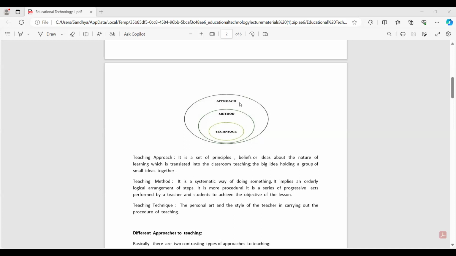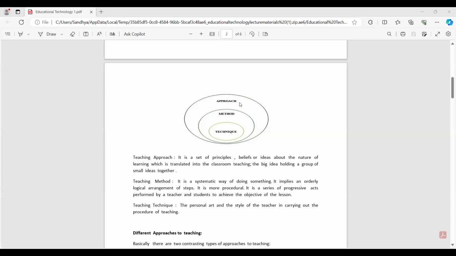Teacher-centered approach and student-centered approach. So you have to decide on one of these. Am I going to teach this using the teacher-centered approach? Or am I going to teach this using the student-centered approach? So you do not know what they are yet, but we will be discussing them.